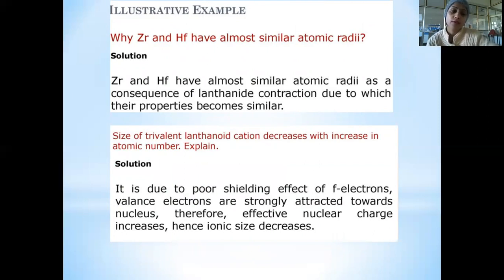Then the next question is the size of the trivalent lanthanoid, that is lanthanide, any lanthanoid with +3 valency or +3 oxidation state, I mean the cation in +3 state. The size of such a trivalent lanthanoid cation decreases with the increase in the atomic number. Normally, with the increase in the atomic number, the atomic size increases, but here the opposite is happening. Why? Because of the poor shielding effect of the f electrons. The valence electrons are strongly attracted towards the nucleus, therefore effective nuclear charge increases and hence the ionic size decreases.